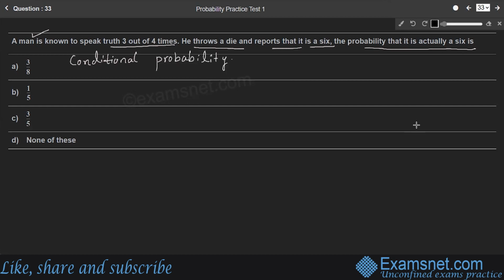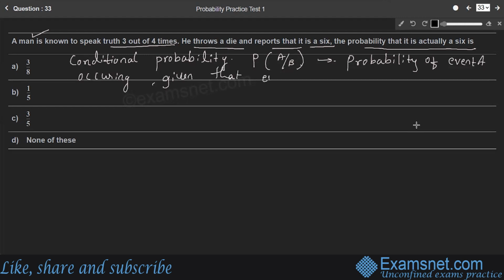Here we'll denote it with probability of A by B. It is the probability of an event A occurring, given that event B occurs. We'll mention that as the probability of event A occurring, given that event B occurs.